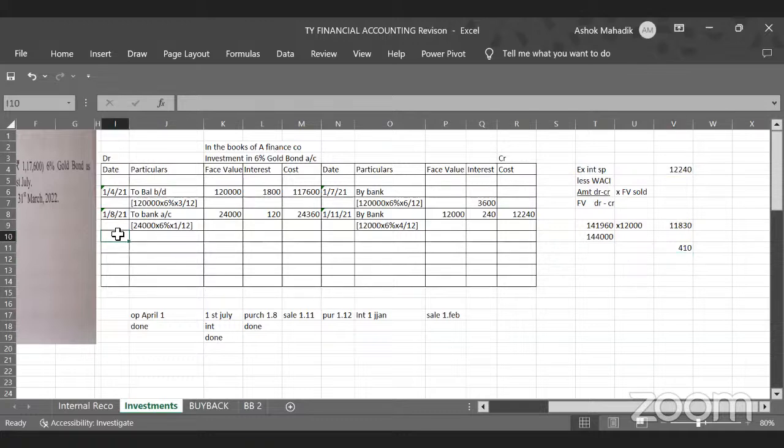Okay, so I'll put the date, 1st November. I'll copy this one. I'll write "To P&L account". I'll write in the cost column 410. I hope this is clear, students. That is the sale transaction.